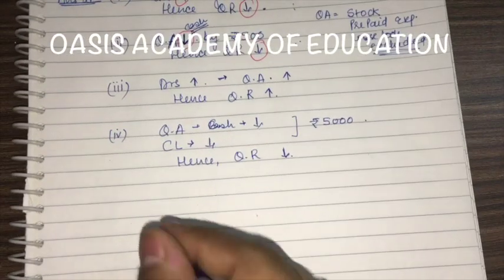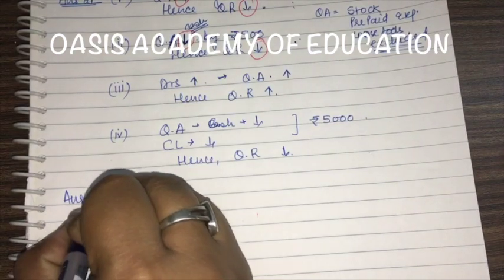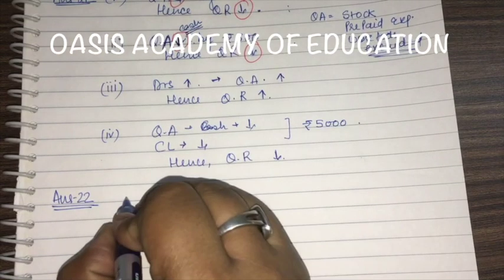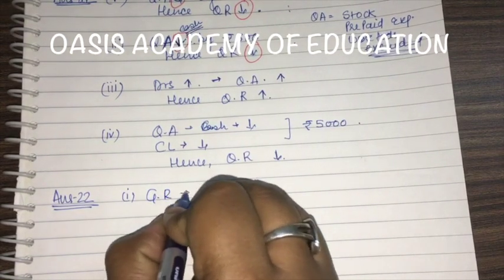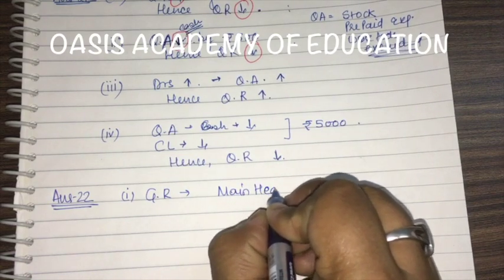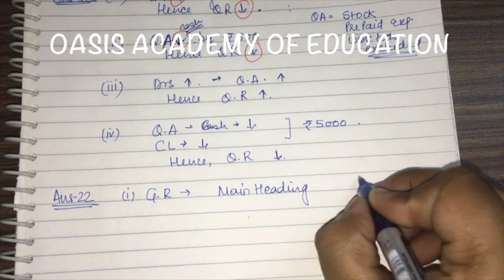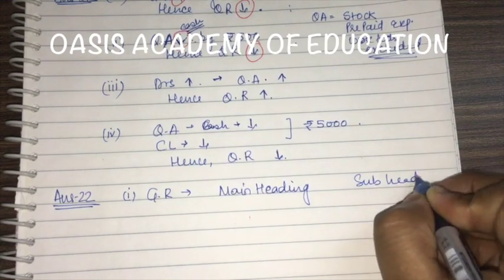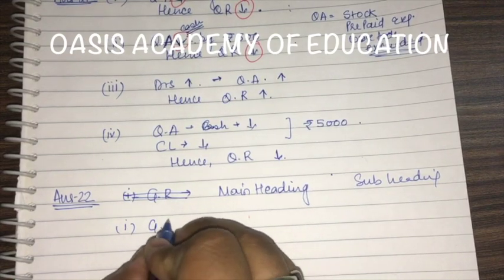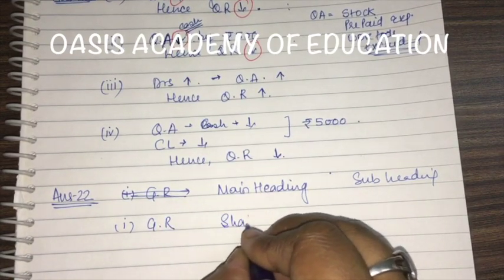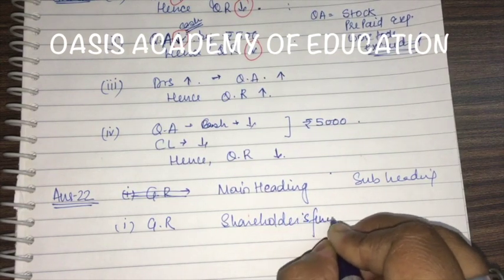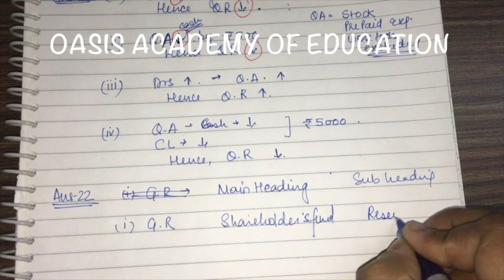आंसर नंबर 22, द सेकेंड लास्ट क्वेश्चन. जनरल रिजर्व जो है वो आपकी मेन हेडिंग एंड सब हेडिंग, यू कैन मेक अप अ कॉलम इस टाइप से. तो आप यहाँ पे लिख सकते हैं जनरल रिजर्व, मेन हेडिंग है शेयर होल्डर्स फंड, राइट, एंड सब हेडिंग है रिजर्व्स एंड सरप्लस.